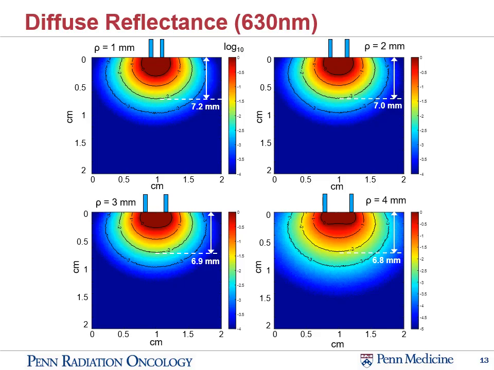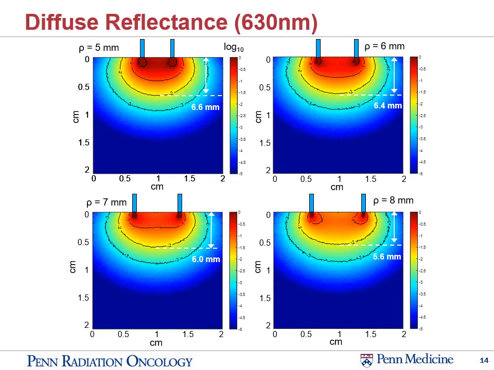The probing depth decreases slightly when source detector separation increases. 7 mm when rho is at 2 mm, as shown in the figure on the top right. 6.9 mm depth when the rho is 3 mm, and 6.8 mm deep into the tissue when the detector is placed at 4 mm away from the source fiber.